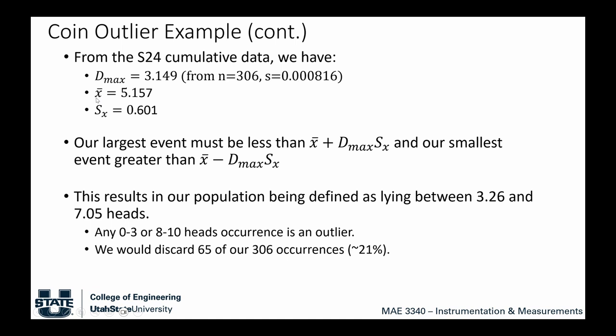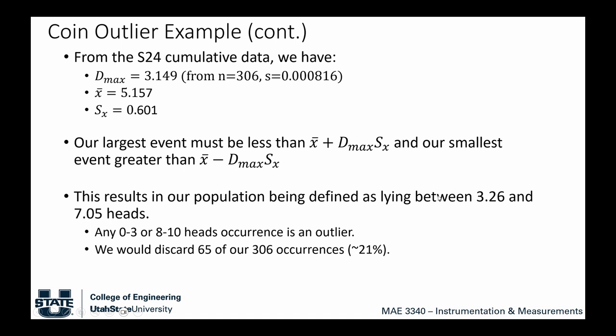And so our mean of the sample is 5.17, and so we end up with S sub X of 0.601. And so our largest event must be less than our X bar plus our D max times S sub X, and our smallest event greater than the corresponding lower bound. And so now we have these bounds, and anything falling outside of these two bounds, we can throw away.